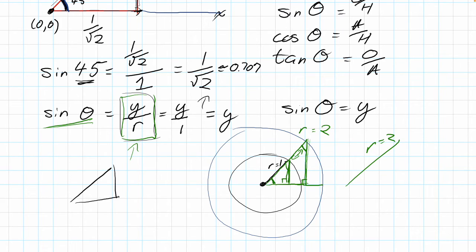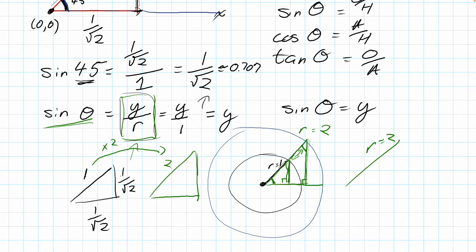We had our original one at 1. Remember, this was 1 over root 2, 1 over root 2. Well, we've now scaled the circle to have a larger radius, so we can scale this triangle the same way. This is 2. To go from 1 to 2, I multiply by 2. Since all the internal angles stay the same, we scale this leg by multiplying by 2, and if I want to keep it an exact value, it's just 2 over root 2.